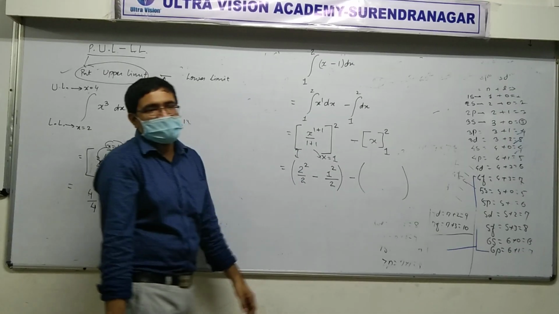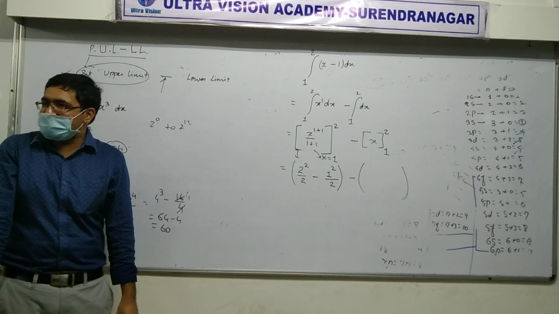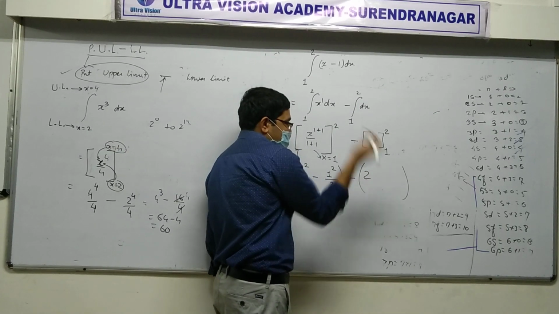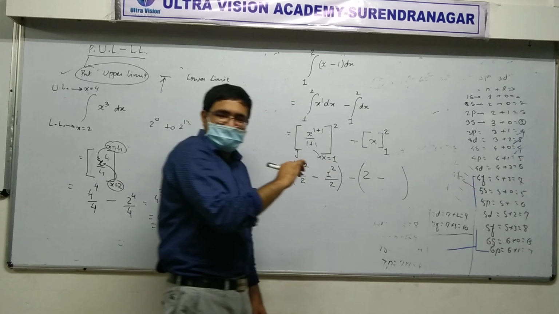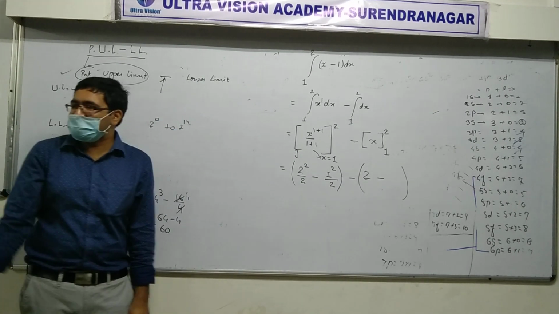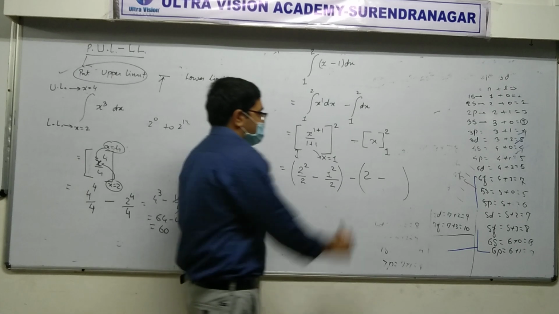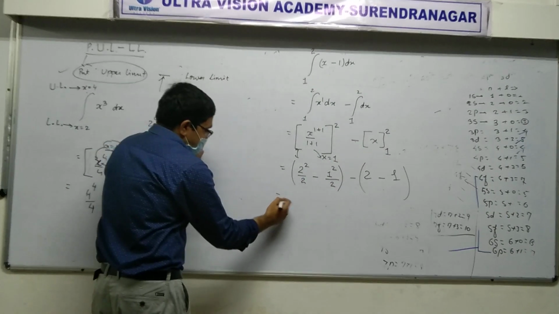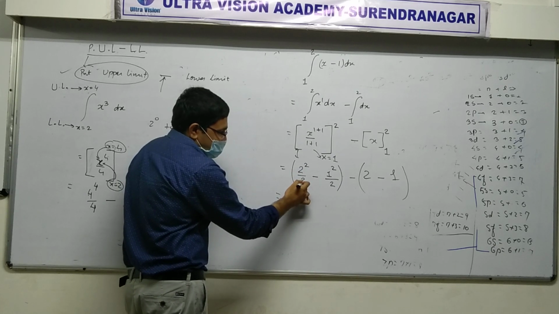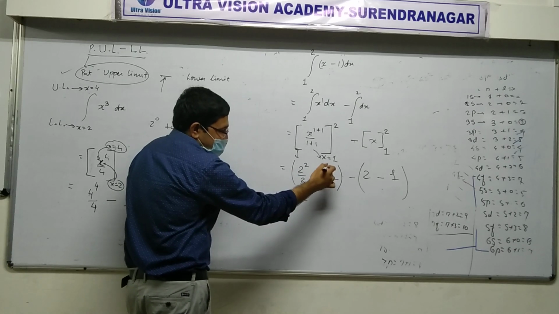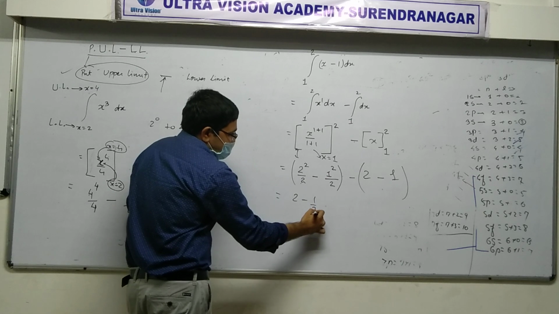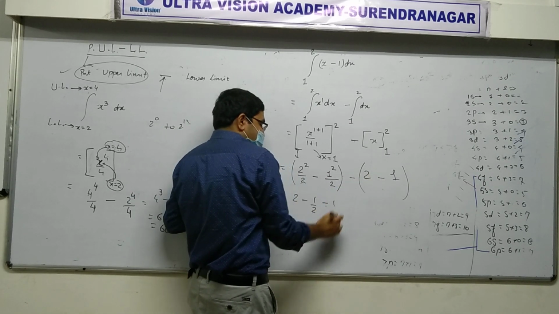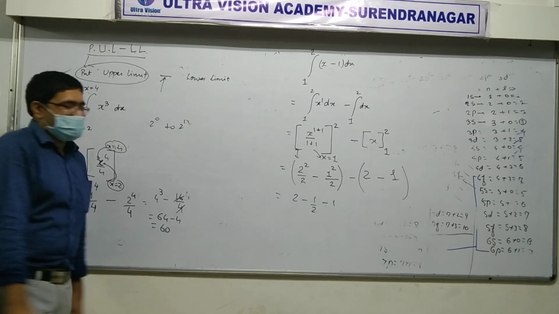What should I have? 2 minus 1. First I should put the upper limit. What is the upper limit? X equal to 2. So put 2, then minus 1. Understood? Yes. And then put 1. Clear or not clear? Yes. We got the same square. 2 square is 4 by 2. 2 minus 1 square is 1, so minus 1 by 2. Over here, minus 2 minus 1 is 1, minus 1. Fine. Yes. And what will be the answer?